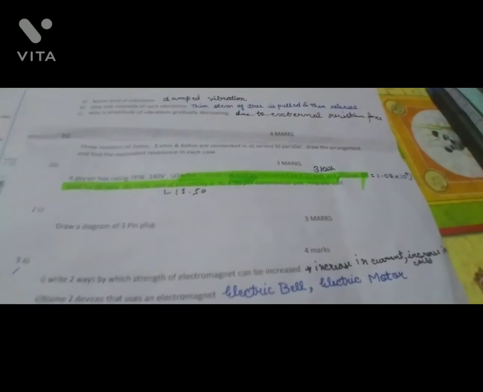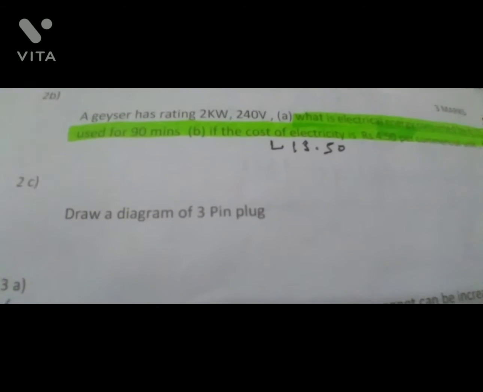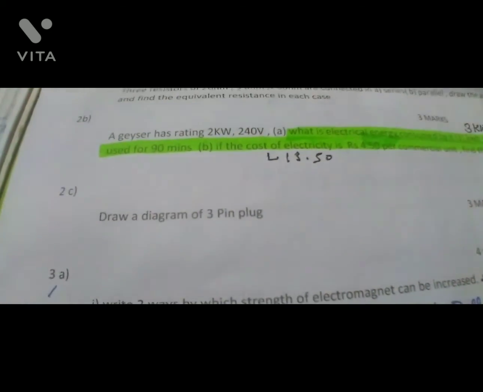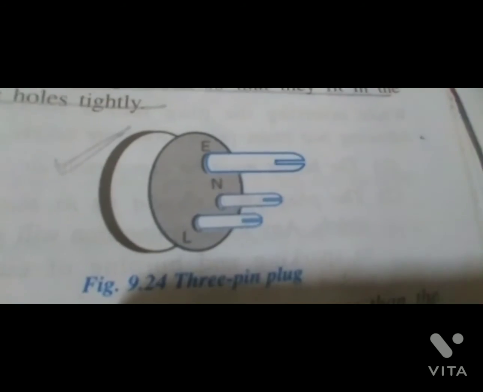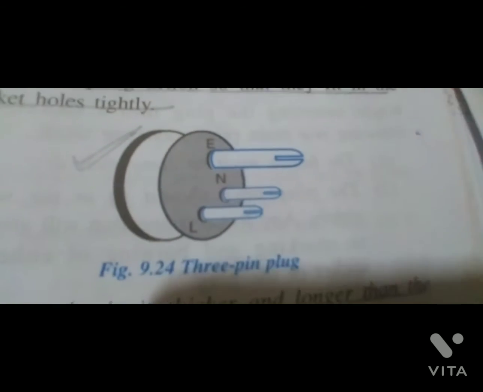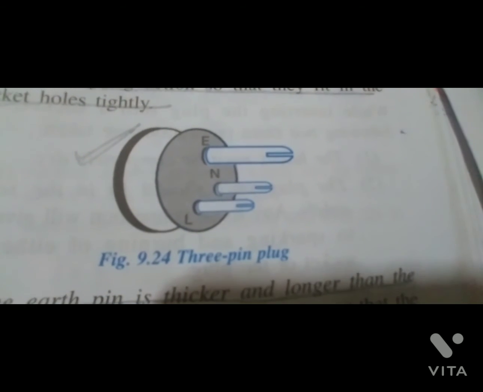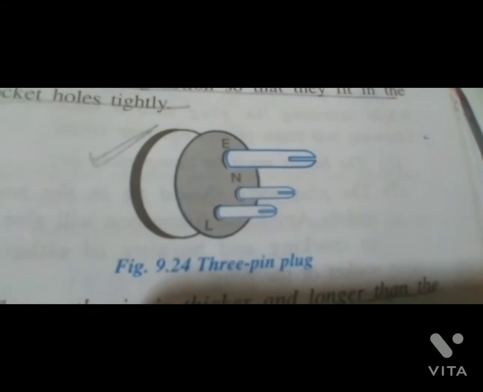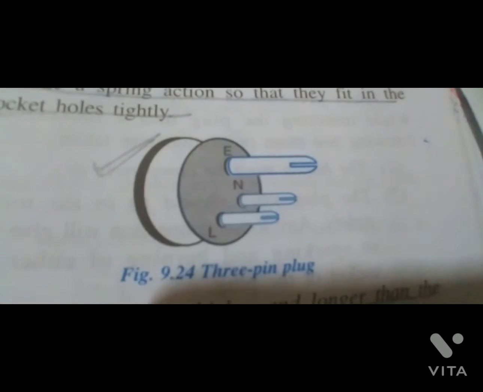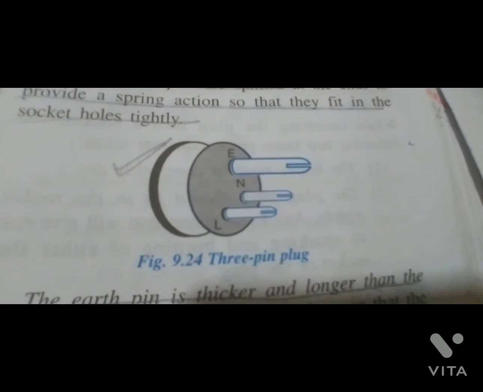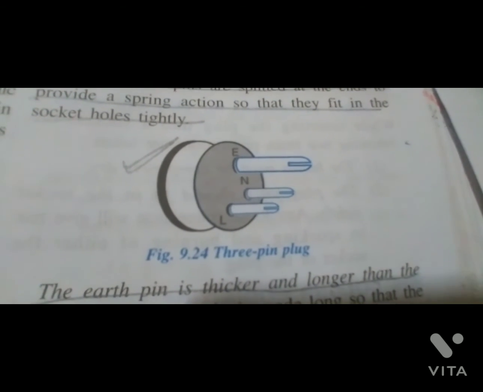Don't mind my writing. Now the next question is, draw a diagram of 3-pin plug. So it is given in our textbook, so you can check from there. This diagram we have to draw in this question. It's important to label the pins: earth pin, neutral pin, and live pin. It is very important, and to show it is splitted.